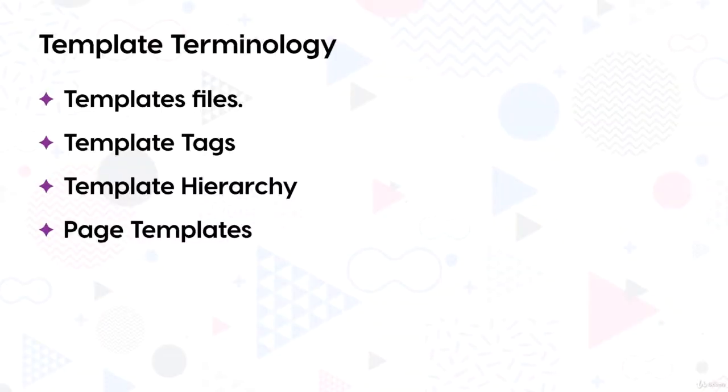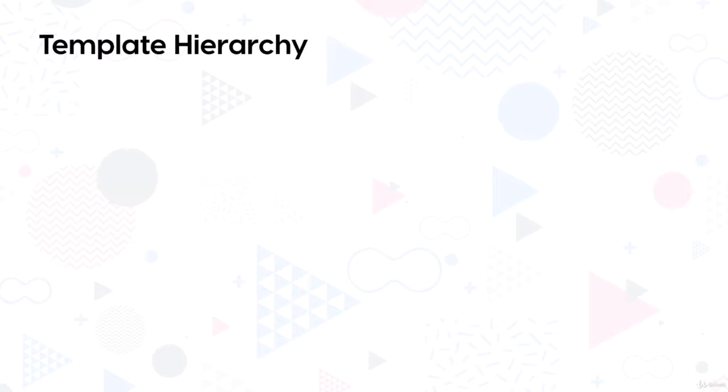So at this point now we should know what template files are, and also template tags. And we mentioned that we will discuss page templates later in the course. So let's now discuss template hierarchy. So we've seen some kind of template files, like the header and the footer, that will be used throughout the whole website. And we mentioned that these kinds of template files are called template partials.